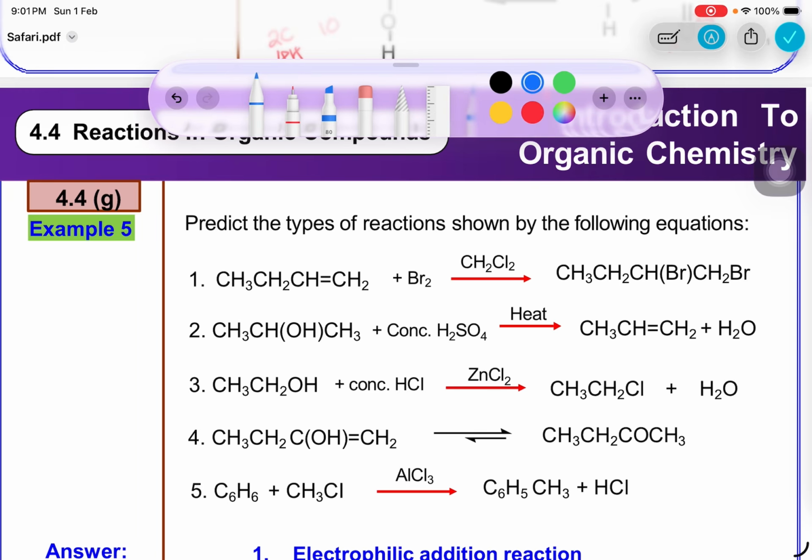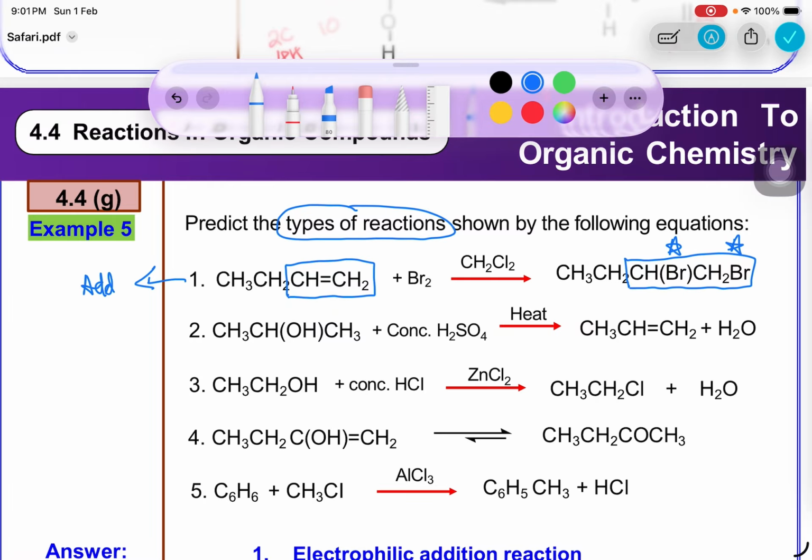Okay, next we are going to discuss how to identify the type of reaction. Normally, because we are still new here, we just try to play the game, spot the difference. From here I can see there is a carbon-carbon double bond, and here the structure becomes saturated, CHBr, CH2Br. So I understand that Br and Br are added, so this is addition.